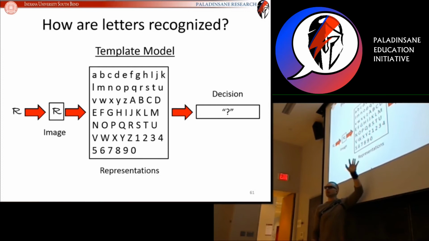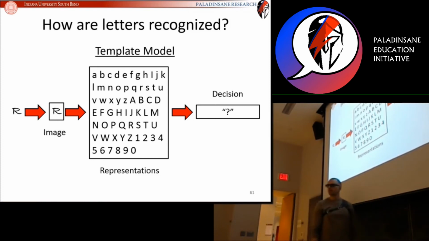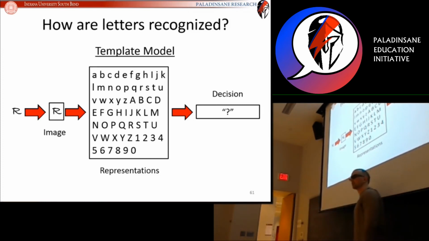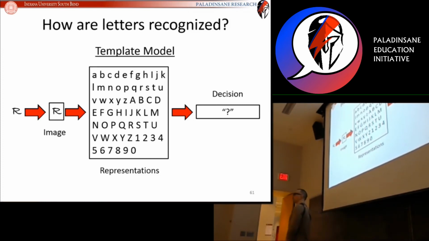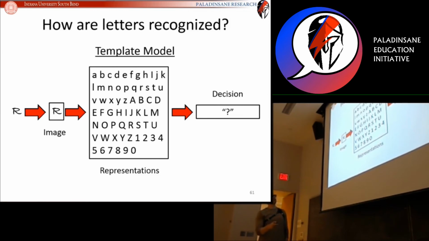Now, people did try to say, well, what if you have another template for this font? And they were like, all right, but what about every other font? Well, what if you have templates for all those other fonts? And they would say, well, all right, well, what about a new font that you've never seen before? And people just kept stumbling in terms of trying to explain letter recognition with the template model. And the template model was eventually abandoned because it failed on things that we could do.